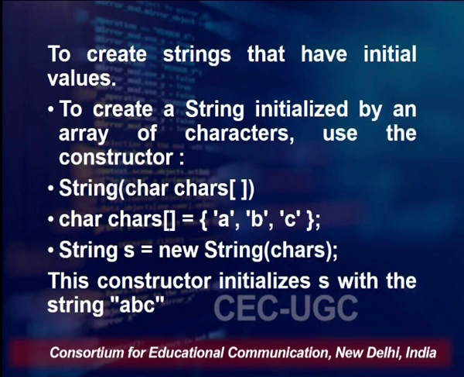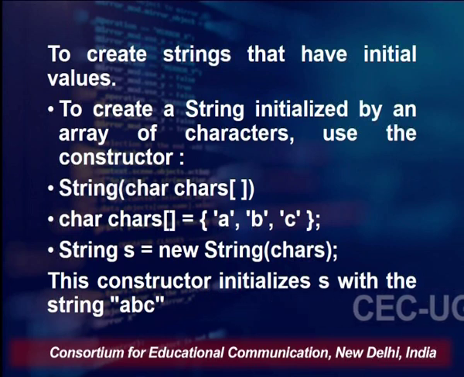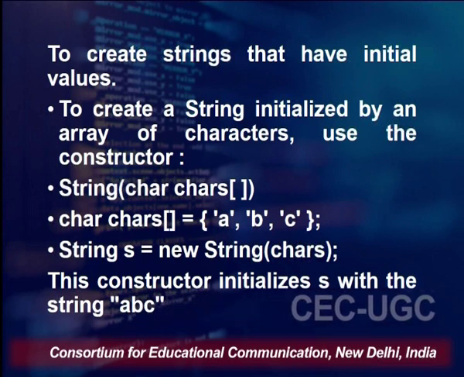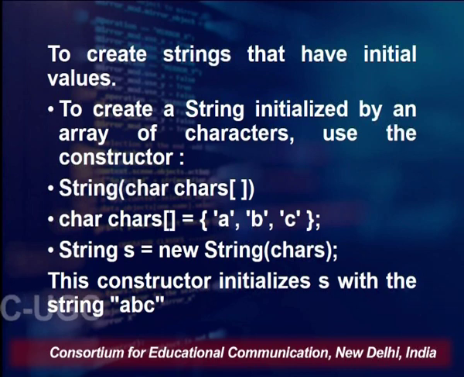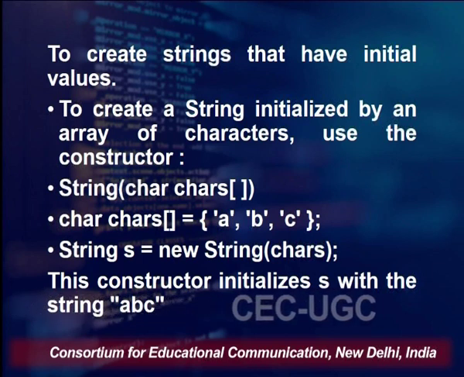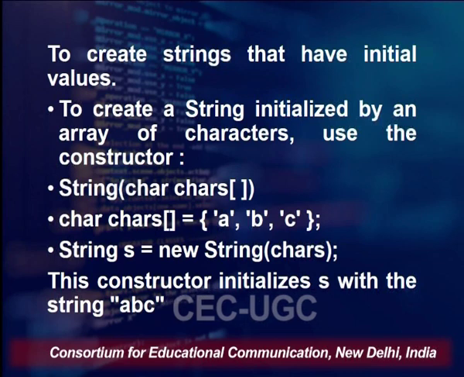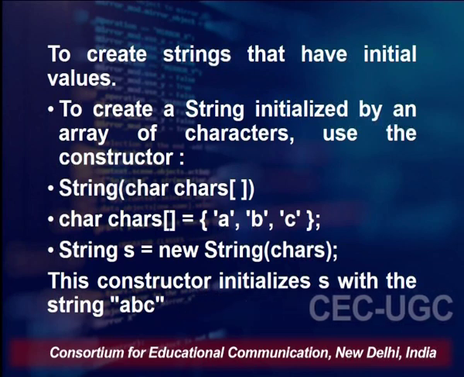So, this array is going to be of length 3. The first element of this character array is A, the second element is B, and the third element is C. Now, using these 3 elements, if we want to create a string, we are allowed to pass the name of this array, which is chars, inside the constructor.